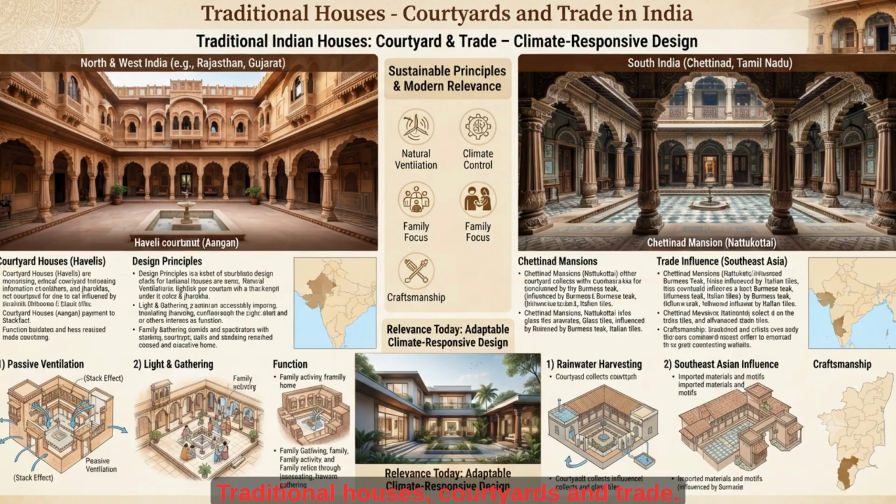Traditional houses, courtyards and trade. Courtyard houses in northern and western India provided light, ventilation, and family gathering spaces. Chettinad houses in Tamil Nadu showcased grand courtyards and craftsmanship influenced by Southeast Asian trade. These designs demonstrate sustainable and climate-responsive principles. Such regional design principles remain relevant today.